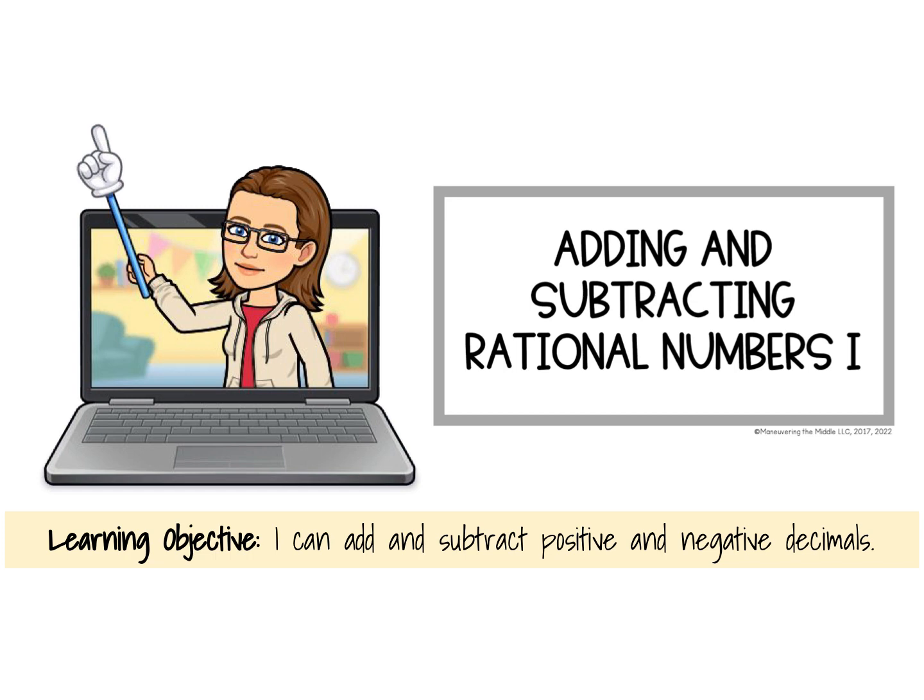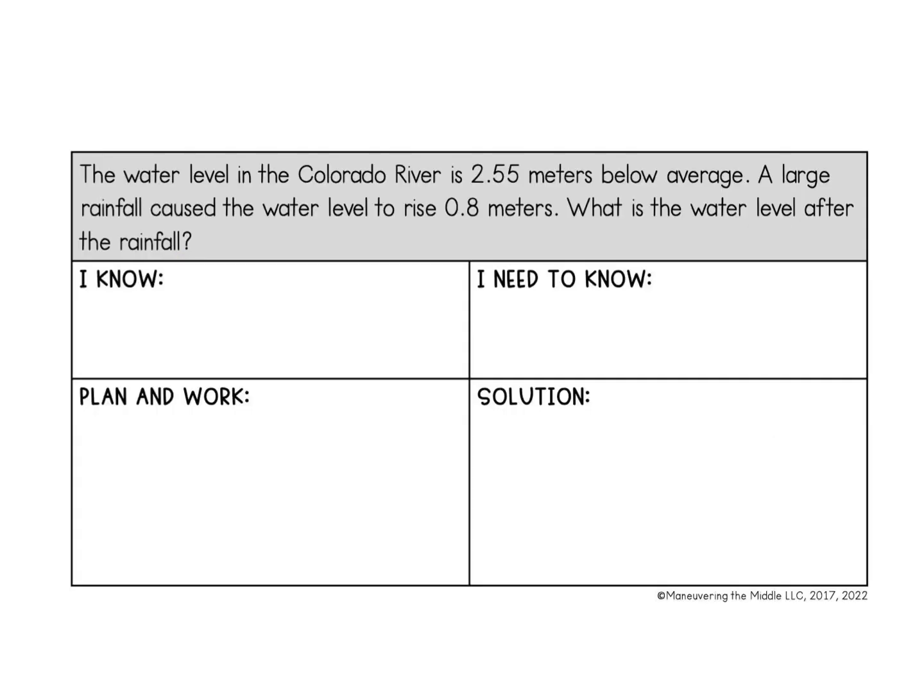Today we are going to learn how to add and subtract positive and negative decimals. The water level in the Colorado River is 2.55 meters below average. So since it's below, that's going to be negative. A large rainfall caused the water level to rise 0.8 meters. So if it's rising, it's positive. What is the water level after the rainfall?